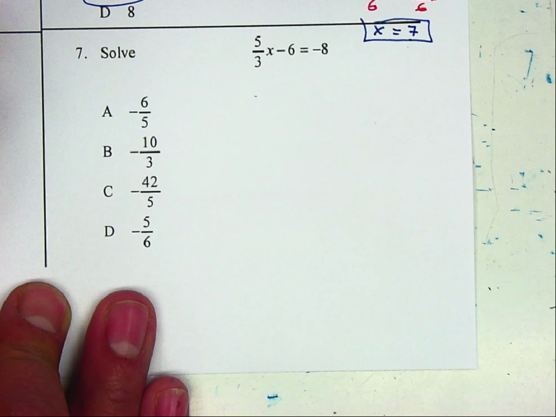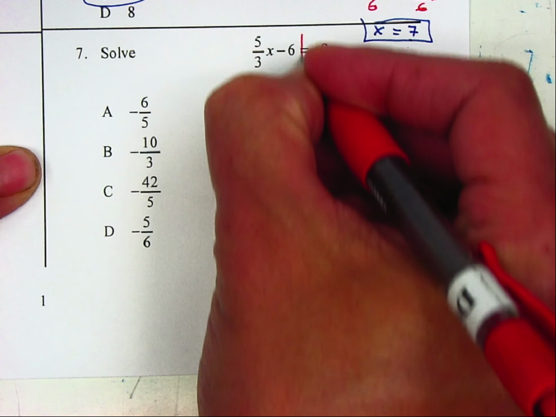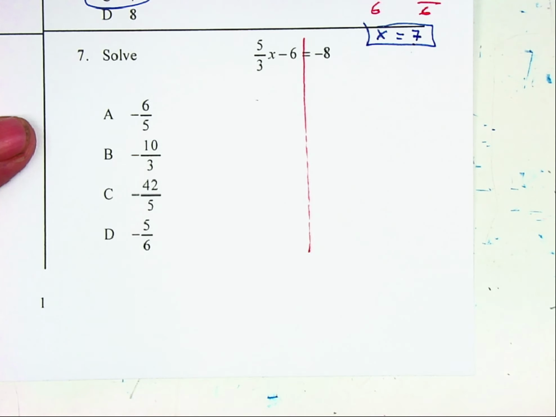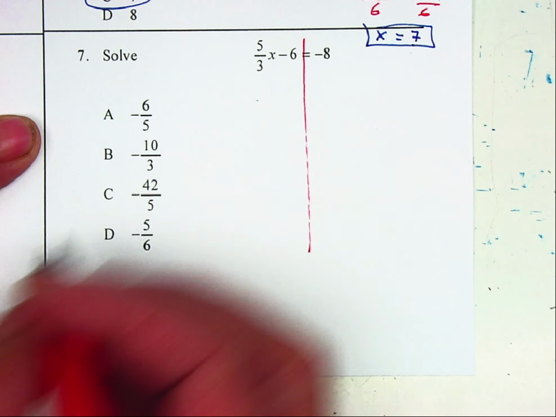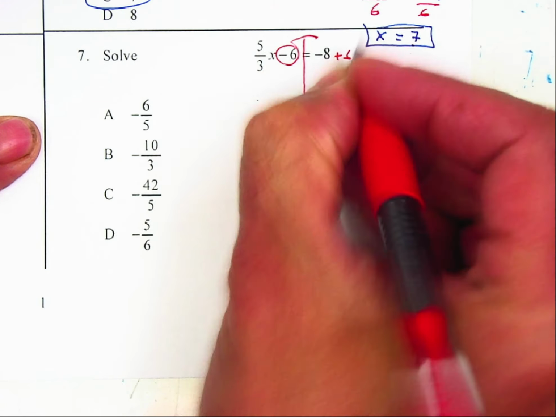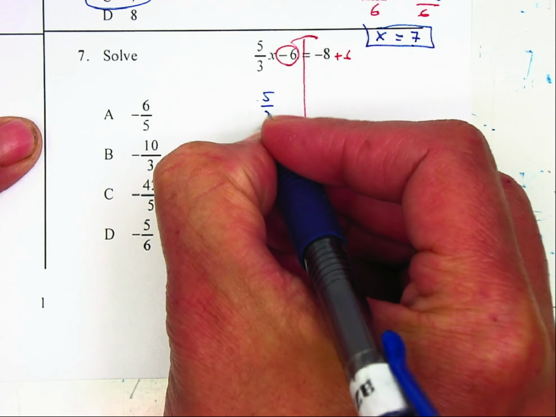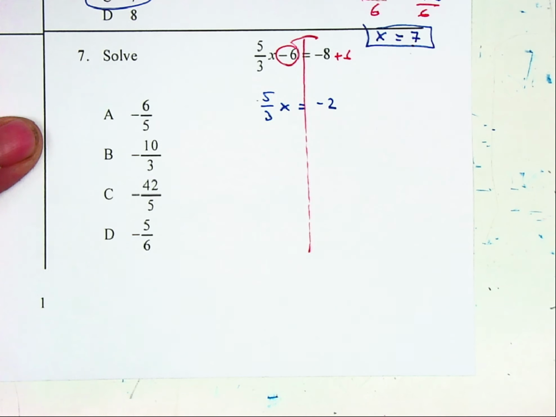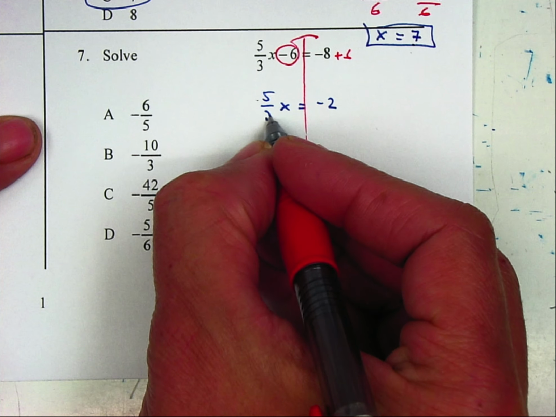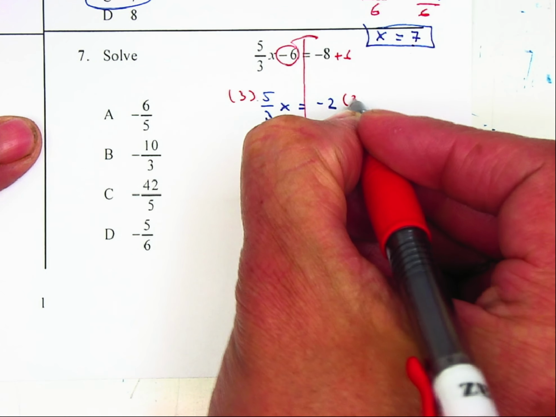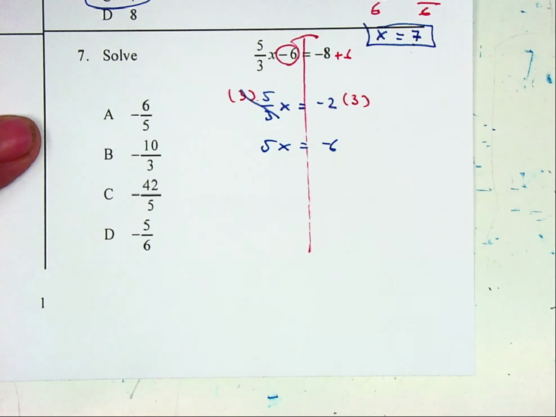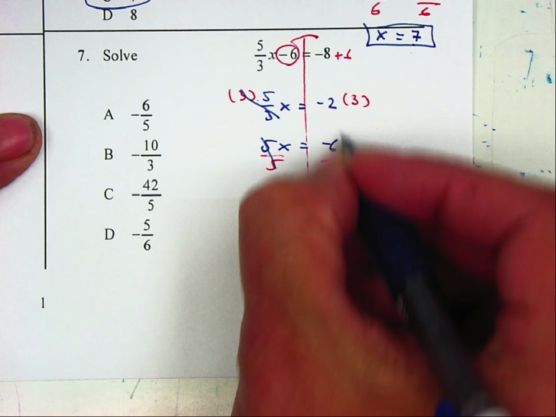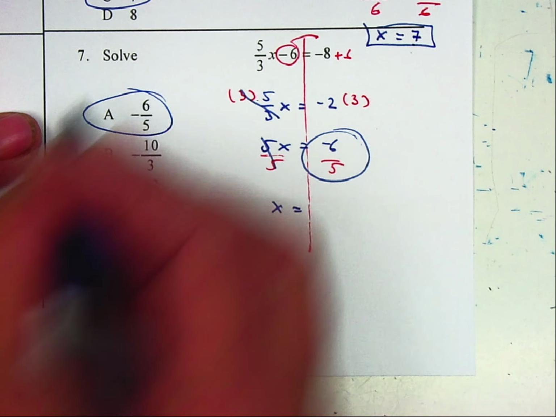Number 7, solve. We have an equation, and this is the one that sometimes you guys make a small mistake at the very beginning. I need to leave the x by itself. I need to get rid of the 5, the 3, and the negative 6. So first, move the negative 6 to the right, becomes a positive 6. You have 5 over 3x equal to negative 2. Next, I want to get rid of the 3. It's dividing, so I'm going to multiply by 3 on both sides. The 3's cancel, so 5x equal to negative 6. And the last step will be just to divide by 5, divide by 5. X is equal to negative 6 over 5. So therefore your answer is letter A.